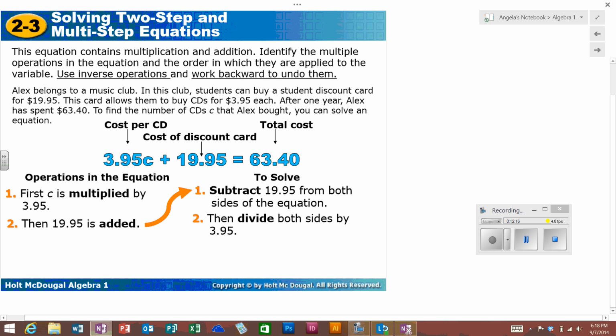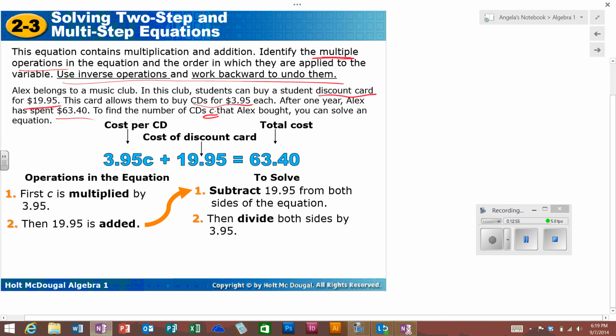Okay, one last word problem here. The equation contains multiplication and addition. So you want to identify where the multiple operations are, and then we work backwards using our inverse operations to undo them. So it says Alex belongs to a music club, and in the club, students can buy a discount card for $19.95. The card then lets them buy CDs for $3.95 each. After 1 year, Alex spends $63.40. We want to find out how many CDs he bought.